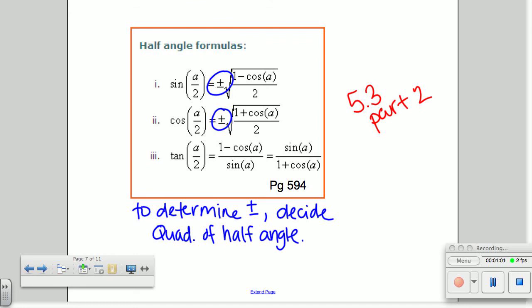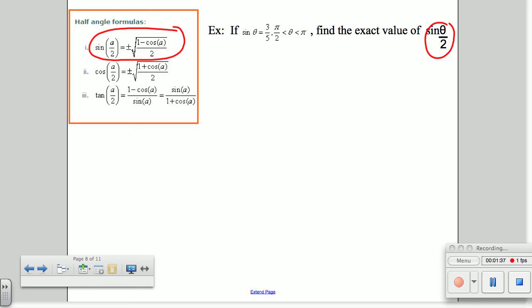Then you're going to have to use the correct sign from there. So the plus or minus is going to be determined by the quadrant of your half angle, okay? So not by the quadrant of alpha, but of alpha divided by 2, your half angle. So let's just go ahead and take a look. Also, one last thing is that tangent has 2 different formulas, and you can use either one.